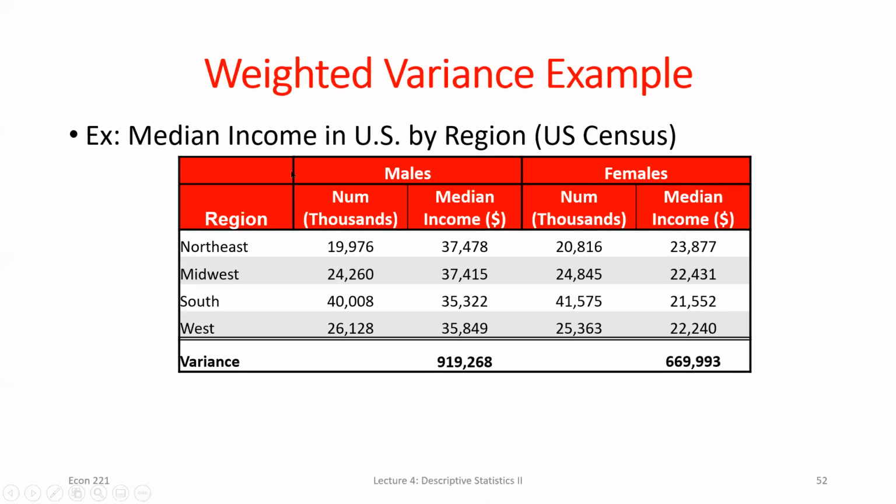So for instance, with the region, I could recreate these values, and I'm not going to do that in class. If you wanted some additional practice, here's some numbers you could go through and try to reproduce this. But here I also see that there's more variation in male income, right? A higher weighted variance with respect to the region. So male income varies more across regions than female income does. Okay.